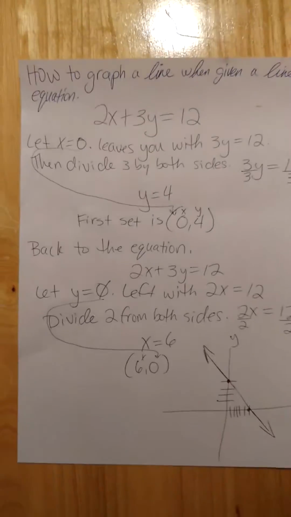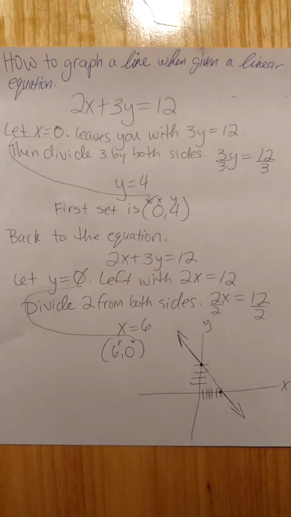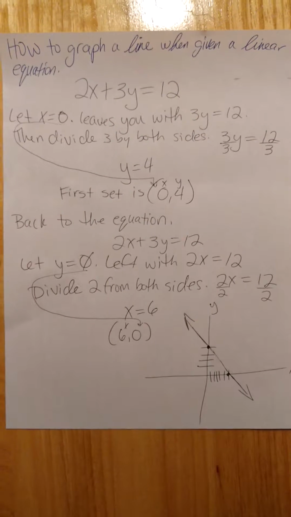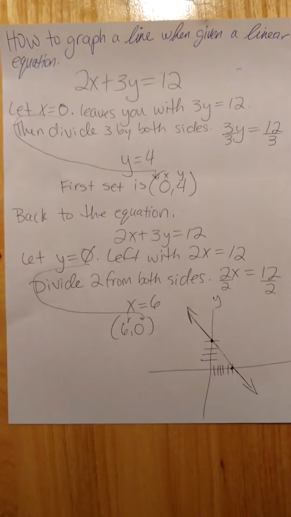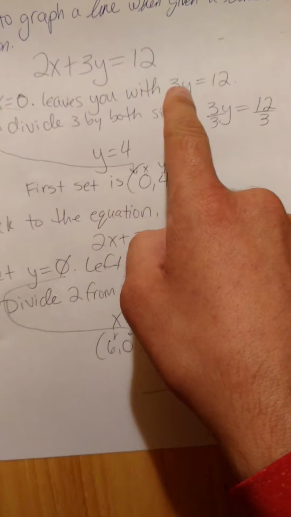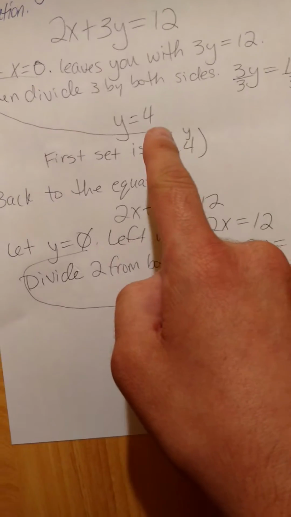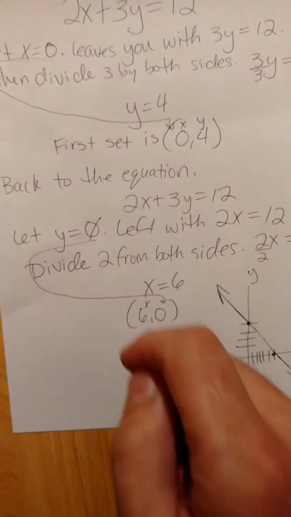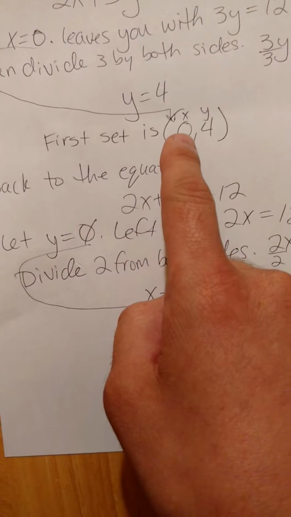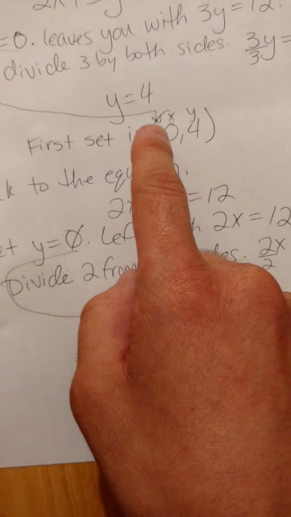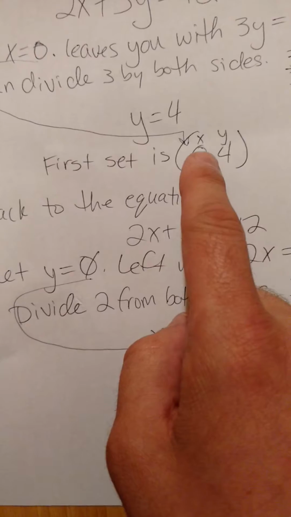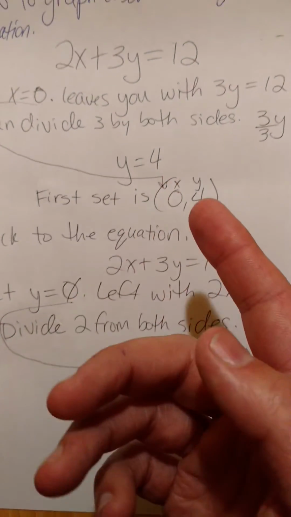Now, how to graph a line when given a linear equation. The equation is 2x plus 3y equals 12. If you let x equal 0, then it leaves you with 3y equals 12. Then you divide both sides by 3, and you're left with y equals 4. So the first set is x representing the 0, because you let x be 0. And then the 4 is y, which is what you got when you divided.